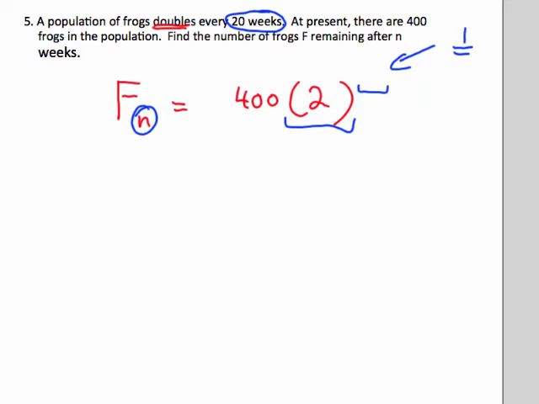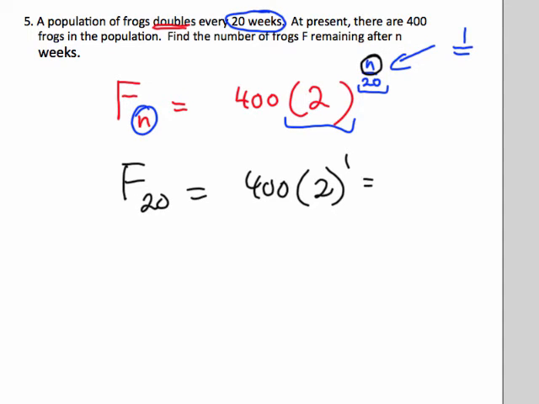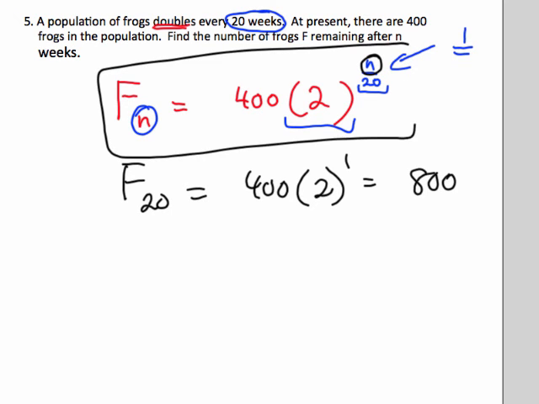Well, if n is my number of weeks, 20, but I want the exponent to be 1, then this exponent's going to have to be n over 20. Okay, so for example, after 20 weeks, if I put n in for the formula, 20 over 20 would be 1. That would be 1 multiplication of 2, which would be 800. Okay, and so I have my final formula.